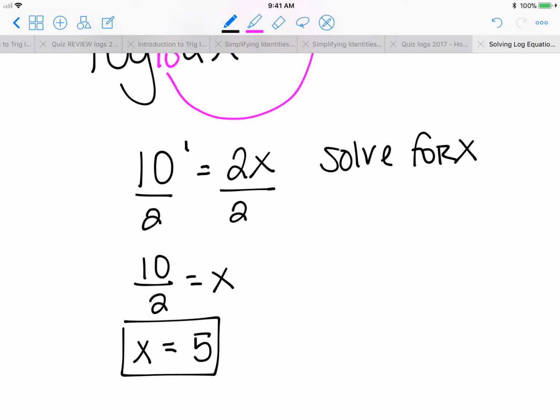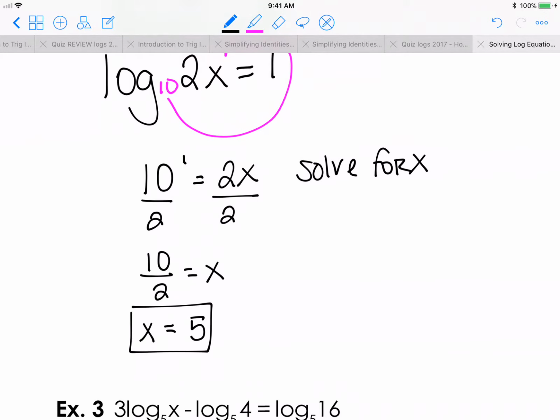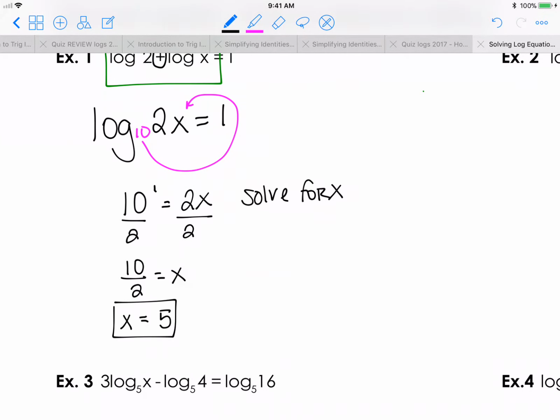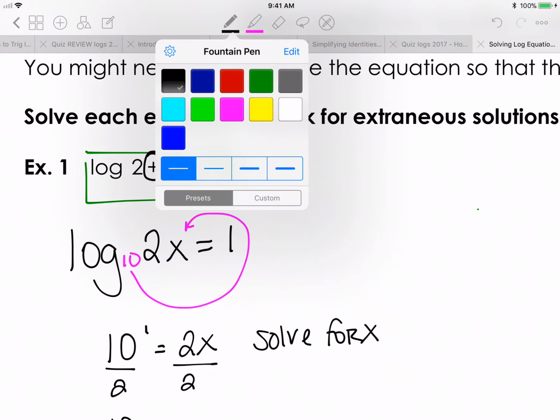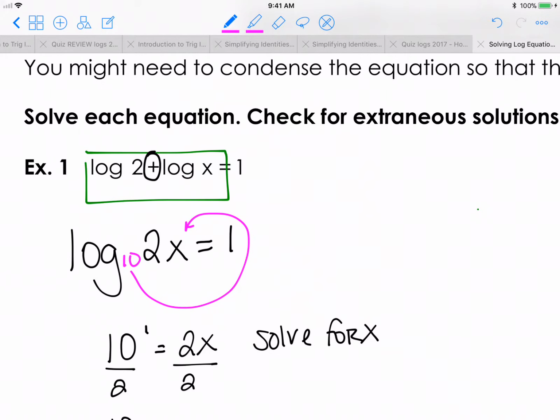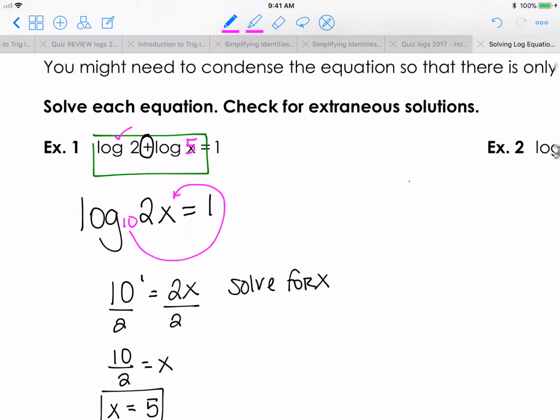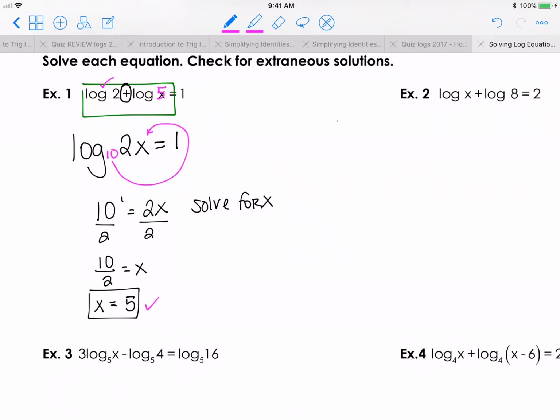Now make sure you check for extraneous solutions. So it's just a quick check. It's a quick check to come back up here and say, if I plug 5 back into my original, this is 2, so this is a positive, that's good. If I take that x and I put it as a 5, would that be a negative number? And the answer is no, 5 is not negative. So, check, we're good. We do not have any extraneous solutions right there.